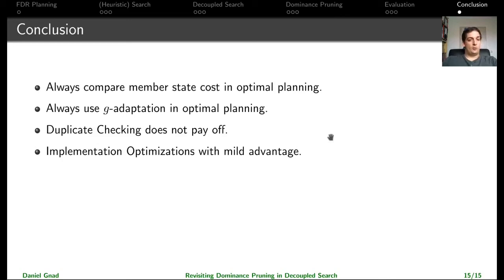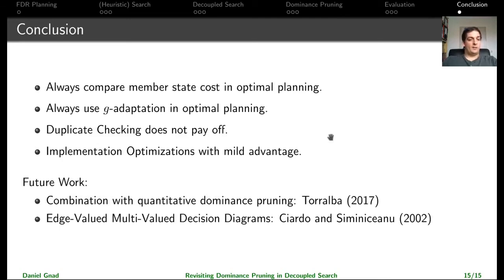And I'd like to conclude the talk with some ideas for future work. One example would be the combination with quantitative dominance pruning, where you can get even more information, so make the pruning stronger. The other one would be to use EVMDDs to represent decoupled states.